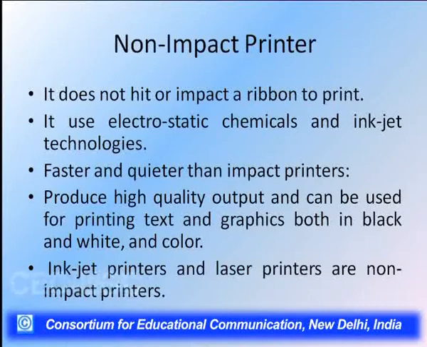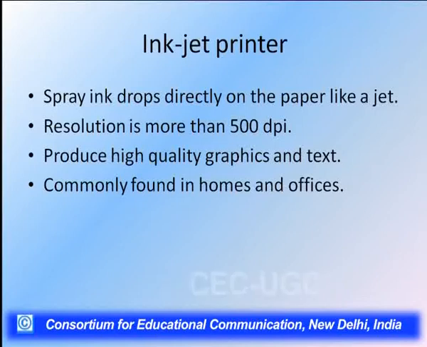It uses electrostatic chemicals and inkjet technologies. These printers are faster and quieter than the impact printers. They produce high quality output and they can be used for text as well as graphics, and they are available both in color as well as black and white. So the two types of printers in case of non-impact printers that are commonly available are inkjet printers and laser jet printers. Now, inkjet printer sprays ink drops directly on the paper like a jet.